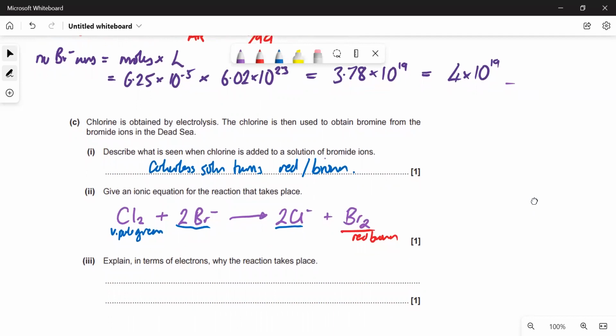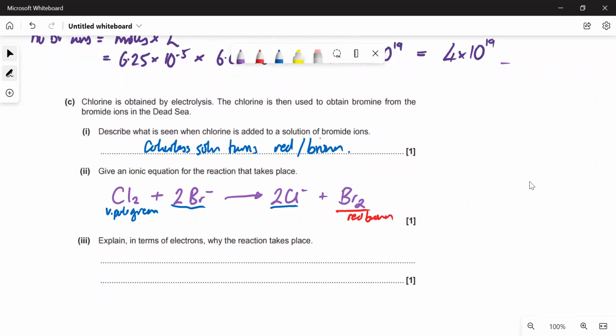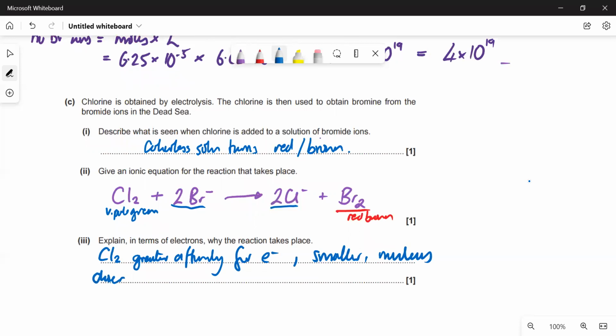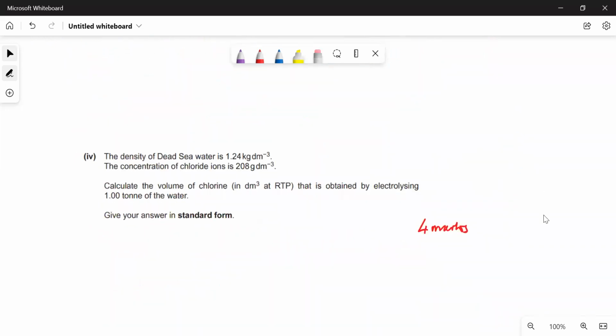Okay, explain in terms of electrons why the reaction takes place. Well, I sort of explained that already a little bit. The chlorine removes the electrons from the bromide. It's got greater affinity for electrons than bromine has because it's smaller, so the nucleus is closer to the outer shell. This is probably too much for 1 mark, but I'm going to say it all anyway. Sometimes it would be a 2-mark question. Closer to the outer shell of electrons, and also there's less shielding. Reactivity of halogens, really.